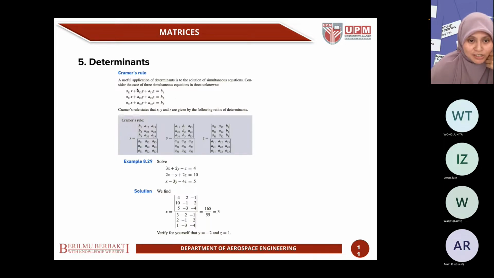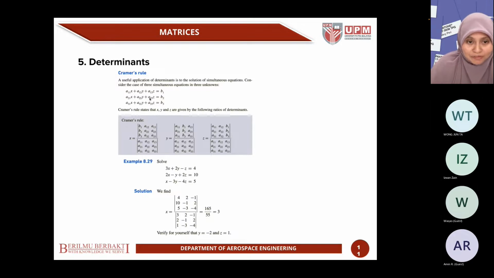So actually, these three linear equations, a simultaneous equation, can also be written in terms of matrix. You can see here, we can regroup the components A11, A12, etc., in one matrix A, and then X, Y, Z will become a vector or a matrix X, Y, Z, and B1, B2, B3 is one matrix B. So Cramer's rule states that X, Y, Z are given by the following ratios of determinants.